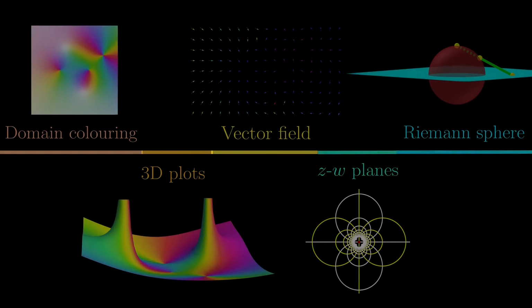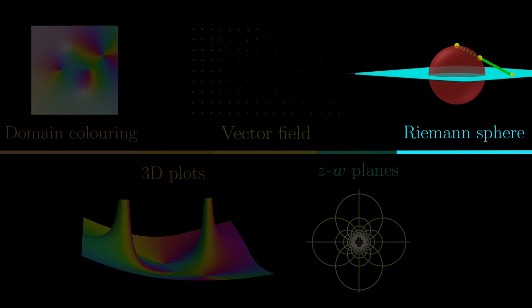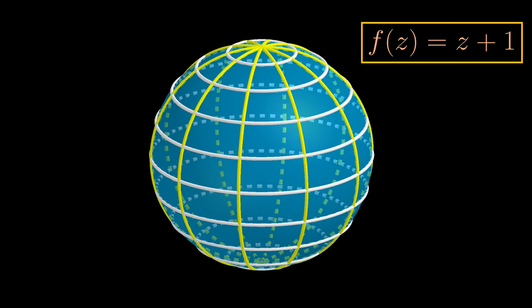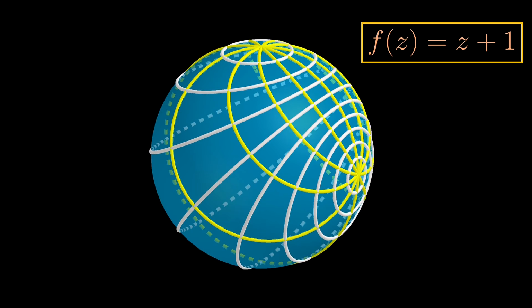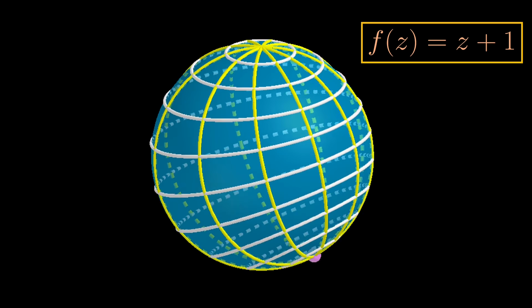What's more interesting is how the Riemann sphere method does the visualization. More specifically, how would the function of adding 1 look like on the Riemann sphere? Well, here we go. One thing to note is that this point where the yellow curves congregate is 1, because it was originally at the south pole, which corresponds to 0.